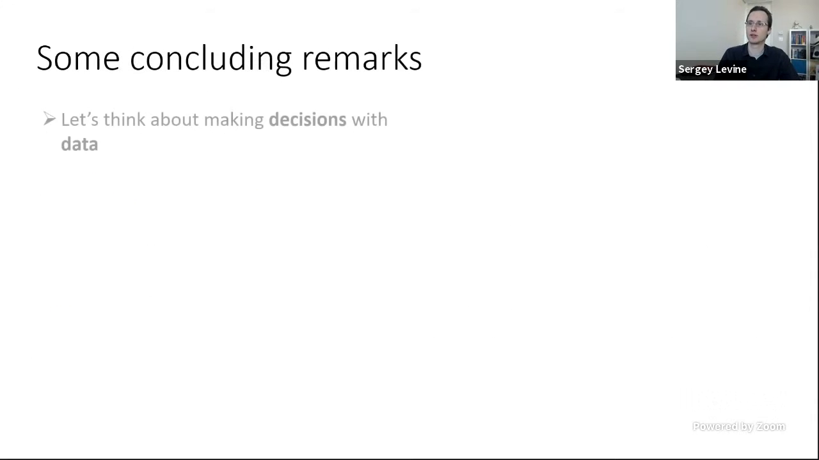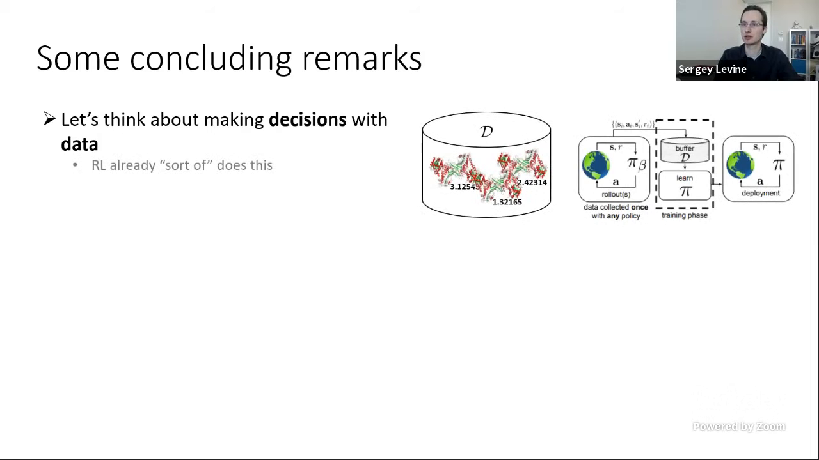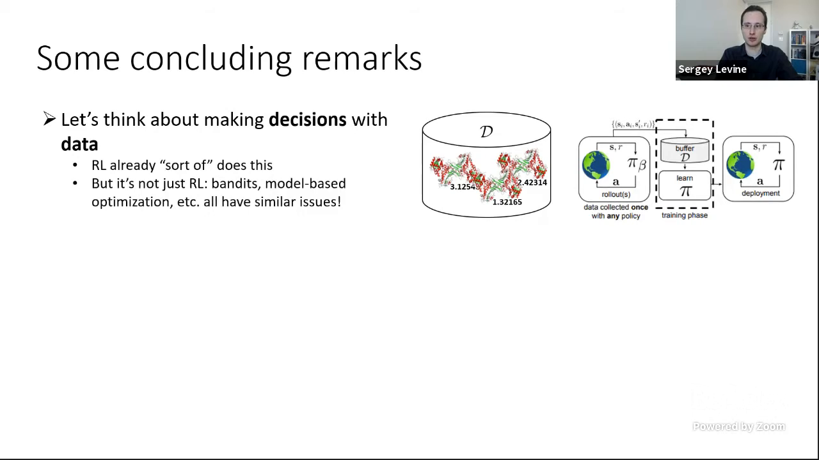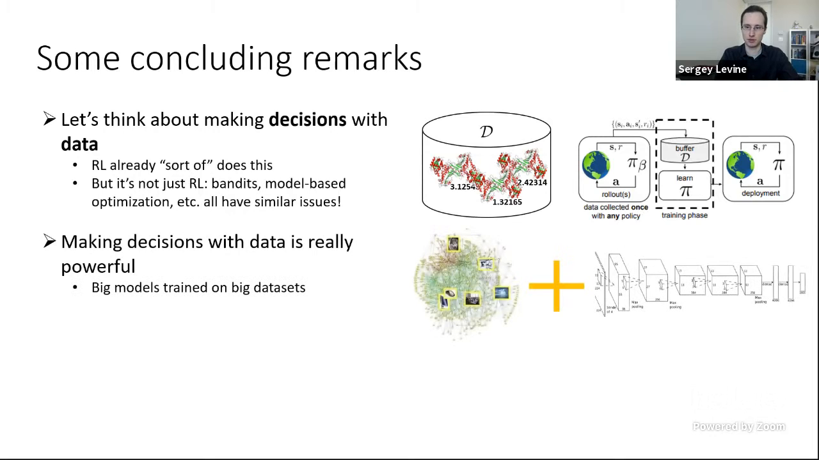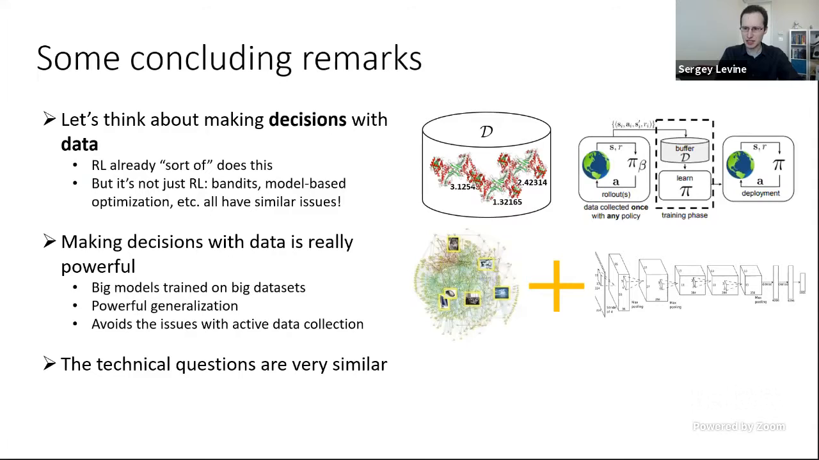So some concluding remarks. We should think about making decisions with data. I think that's a really good idea, and hopefully it's something many of you are thinking about. RL already sort of does this, but it's not just an RL problem. It crops up in bandits, model-based optimization, etc. And the issues, I think, in many cases are much the same. Making decisions with data is really powerful, especially if you can support big models trained on big data sets and get powerful generalization. And the techniques in question, I think, are going to be very similar for a bunch of these domains.